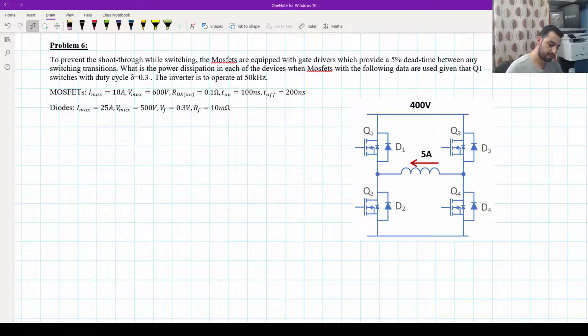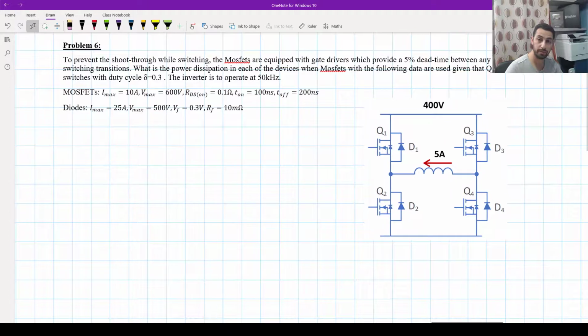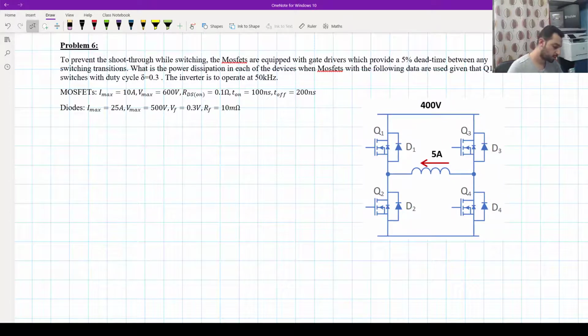Okay, so the same circuit, the same current, the same inductive load, and we will see now which one will be turning on and off. To prevent the shoot-through while switching, and we know shoot-through is where we have, for example, Q1 and Q2 switching on together, overlapping, and that will make a short circuit and might damage or heat our switches. So to prevent that, we will provide dead time. The MOSFETs are equipped with gate drivers, and these gate drivers provide a 5% dead time.